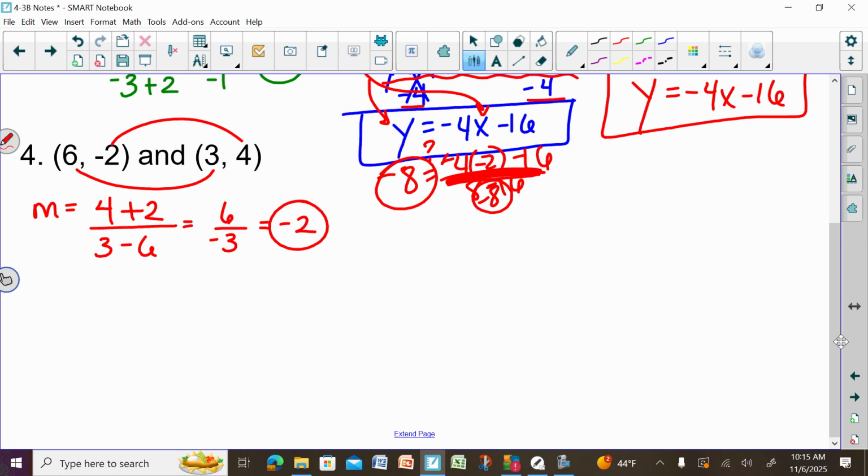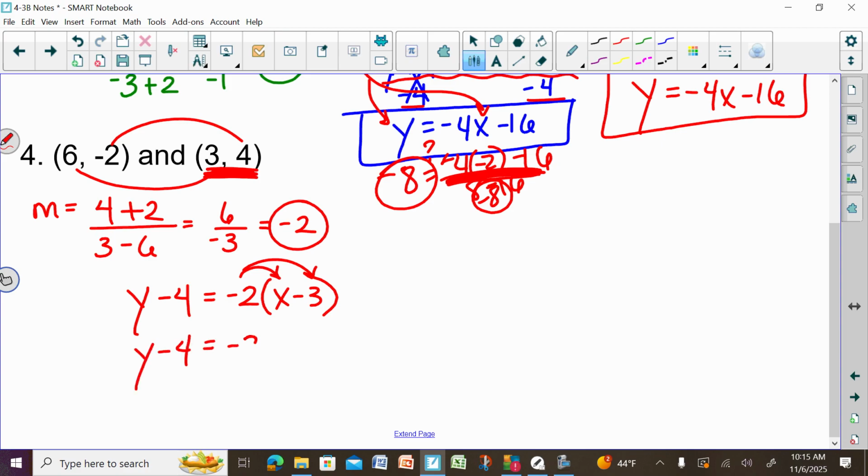Okay, and then pick one of the ordered pairs. I'm just going to use 3 and 4. So y minus 4 equals -2x minus 3. Distribute. It's the repetition, guys. The more we do this, the more it becomes second nature. Y minus 4 equals -2x plus 6.